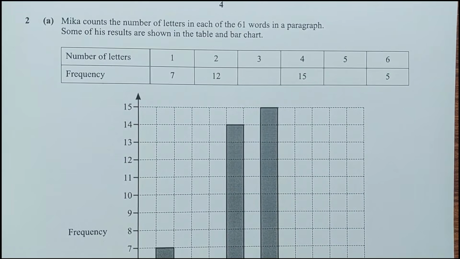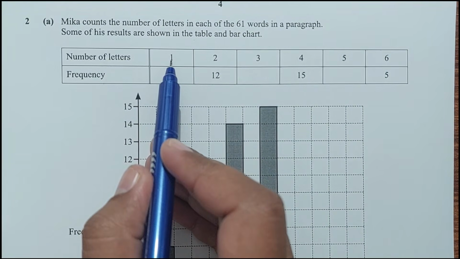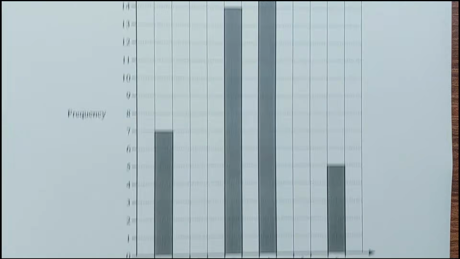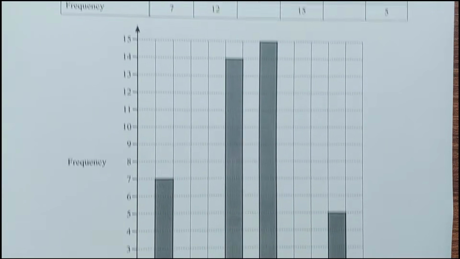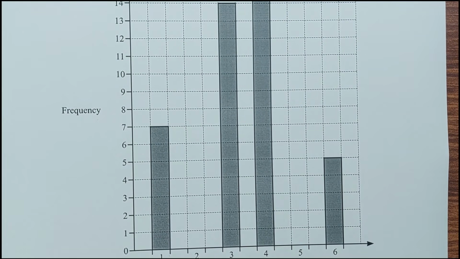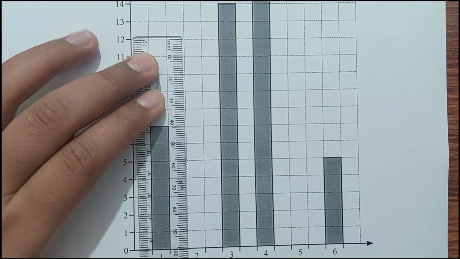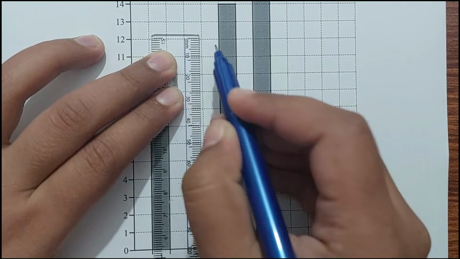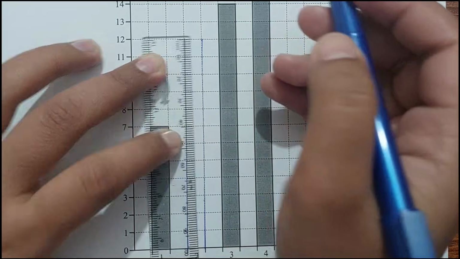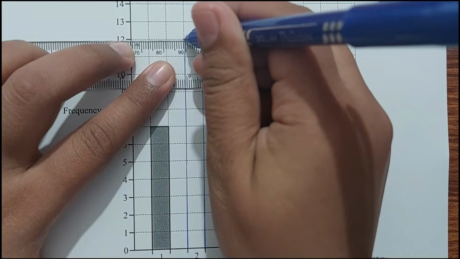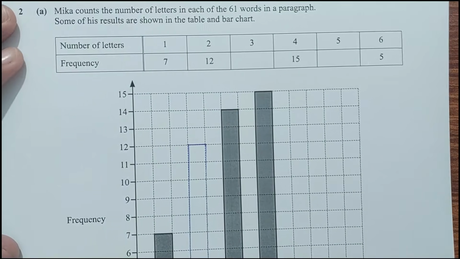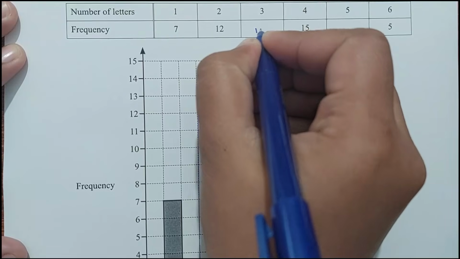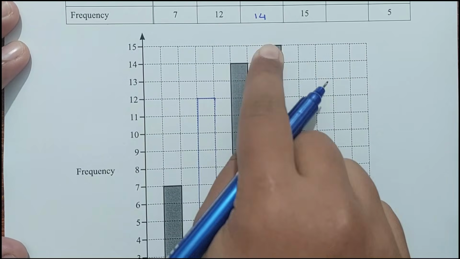Okay, so for the first one, the number of letters is 1 and the frequency is 7. So it's completed, 1 and it's 7. For second, it's 2 and the frequency is 12. For number 2, the frequency should be 12, so over here. This is for 2. Number 3 is missing. For number 3, the frequency is 14. Number 4 is 15.